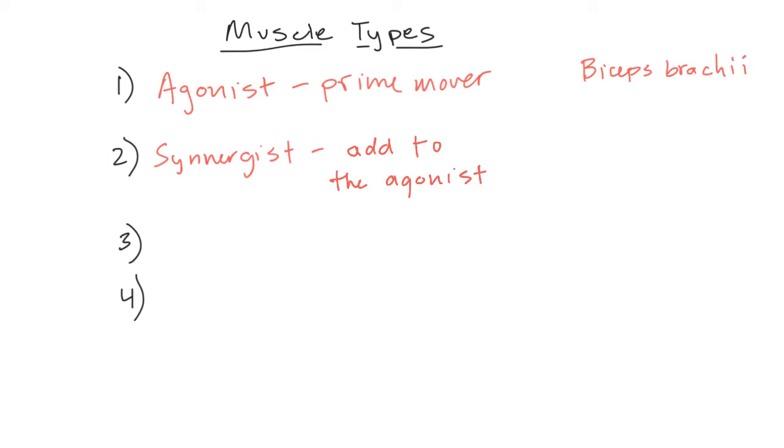All right, so what are some synergists to the biceps brachii? Okay, brachialis is one. And then another one which sounds similar, brachioradialis. Okay, they're all in the same area, just attached to different parts of essentially the same bone. Okay?